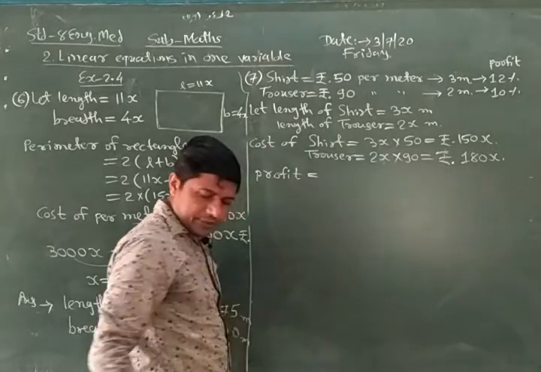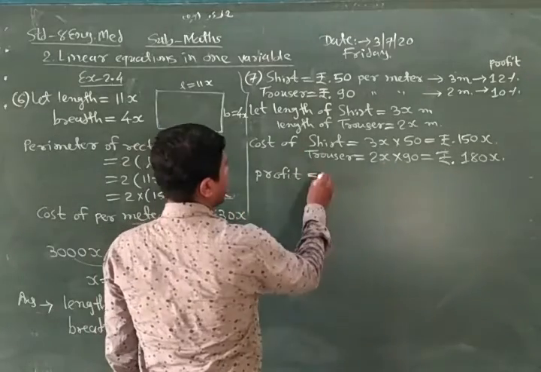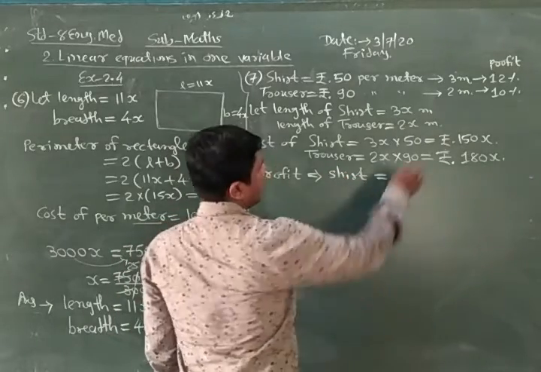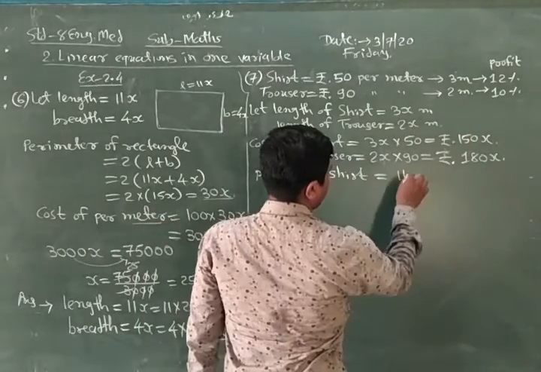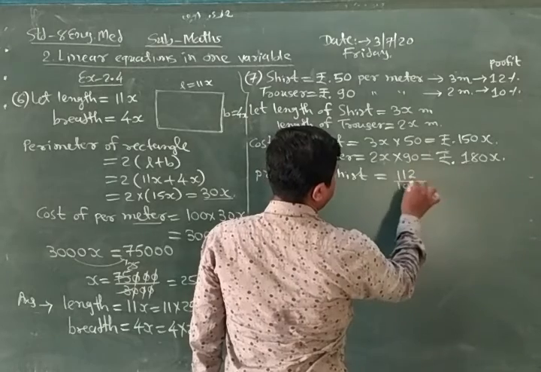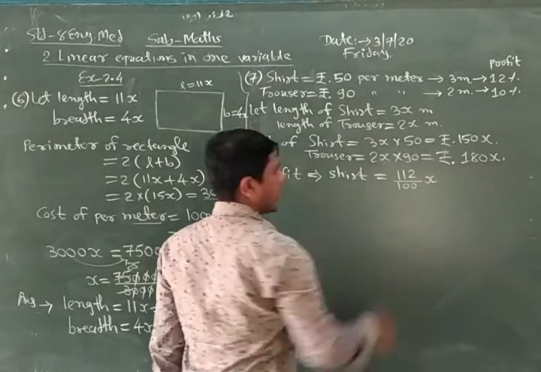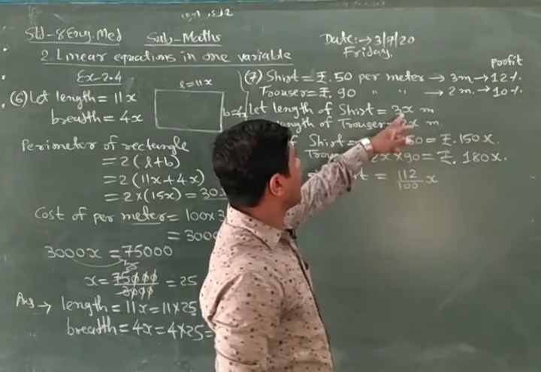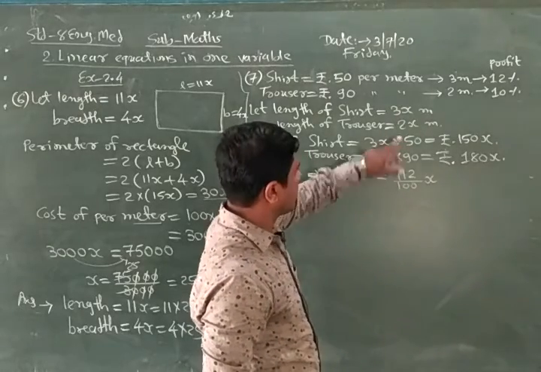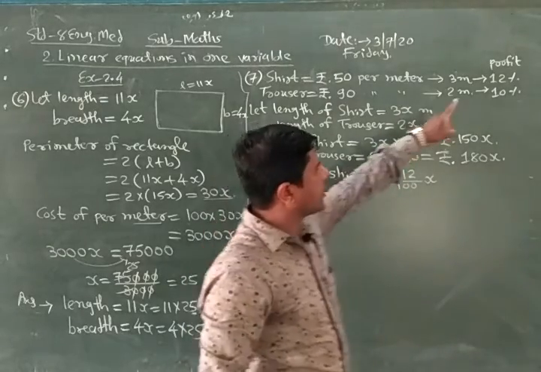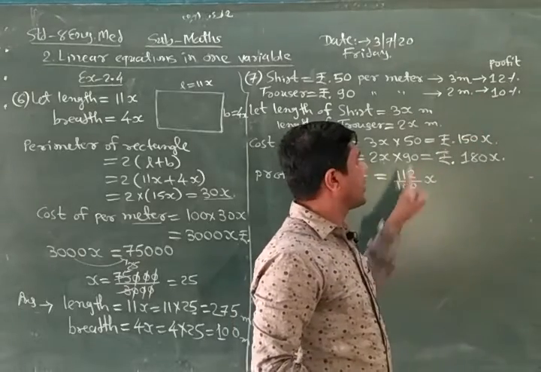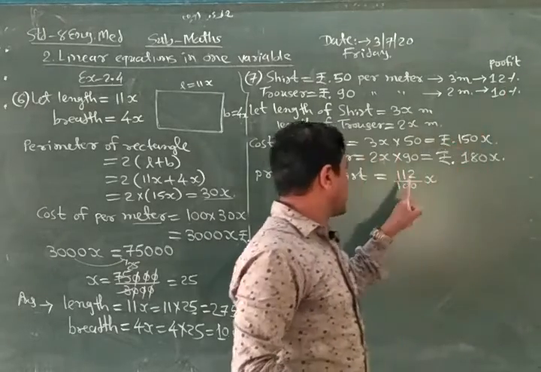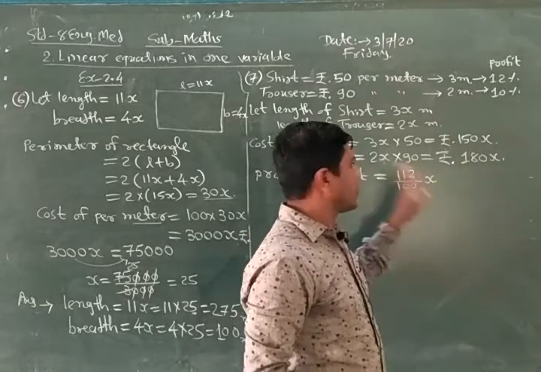Because percent is given, the profit is also an addition here. So profit, first taken the shirt: 112 by 100 x. Why x here? Because the cost is not given perfectly, how many meters, so we find out the length. So profit 12%, so 112 divided by 100, and the x value is not given, so x to x.